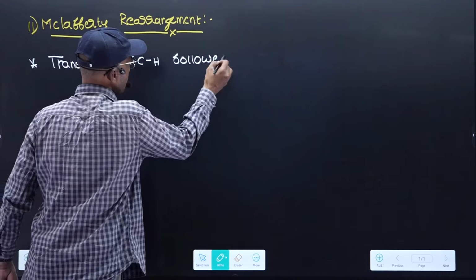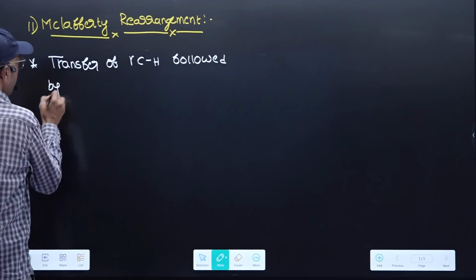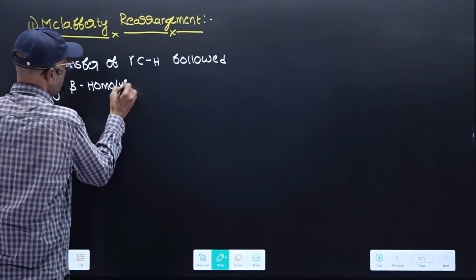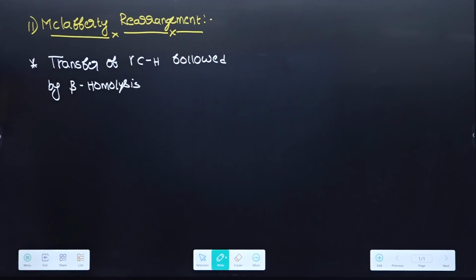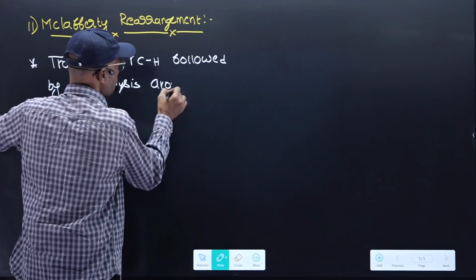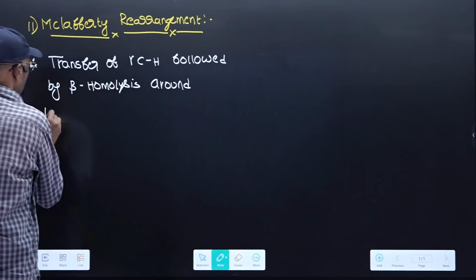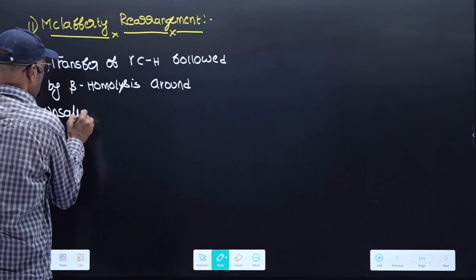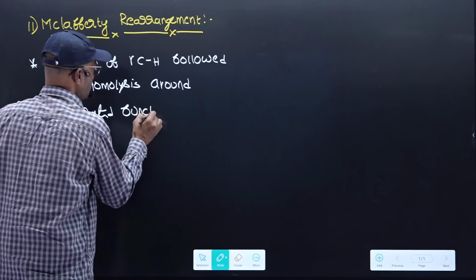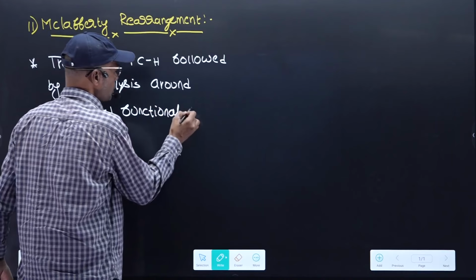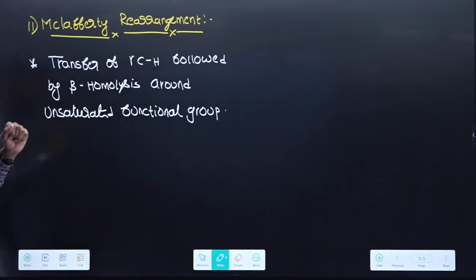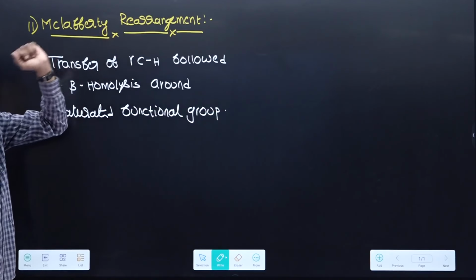followed by beta homolysis. Transfer of gamma carbon hydrogen followed by beta homolysis around an unsaturated functional group. Here I am taking an unsaturated functional group. There we are transferring this gamma carbon hydrogen followed by beta homolysis, and that is called McLafferty rearrangement.